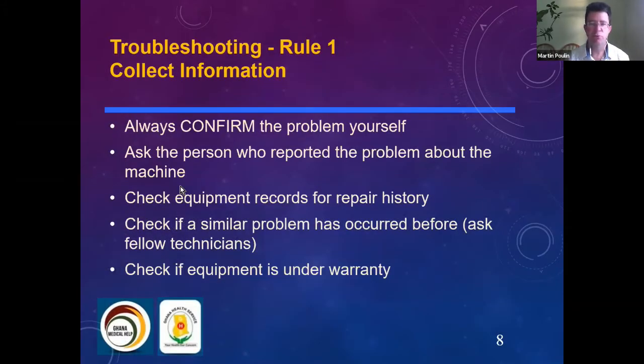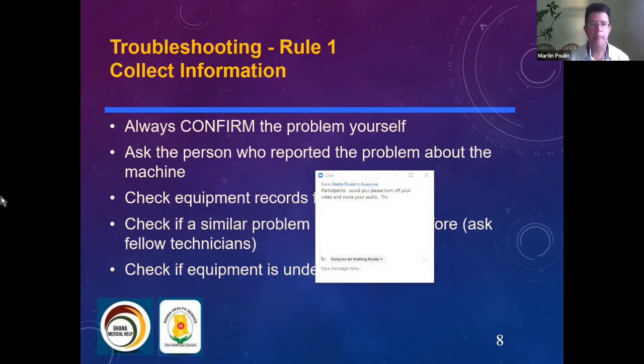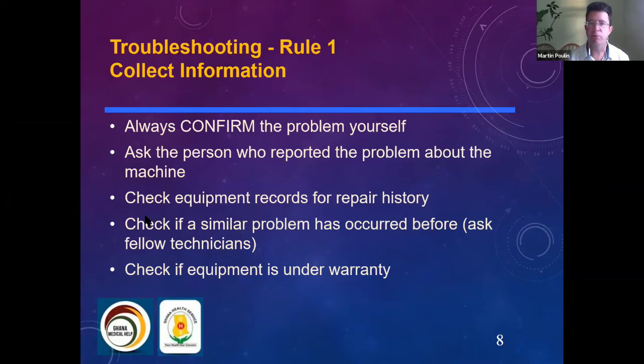So some of the rules that we've established. The first one is to collect information. Always confirm the problem yourself. Don't rely on the diagnosis of the clinician because they might not have it correctly. Talk to the person and the clinician who reported the problem and try to get some understanding of how the machine operates and what the symptoms of the problem are to help you move forward with diagnosis.